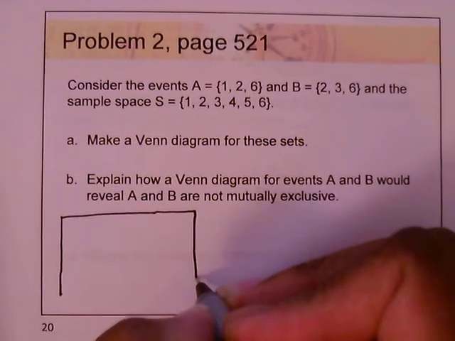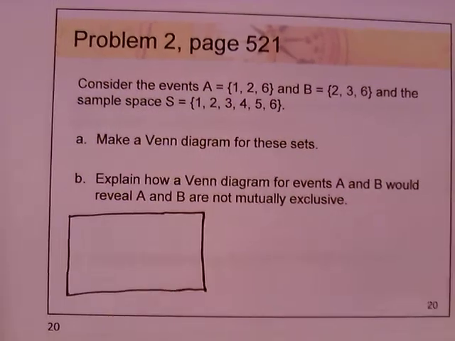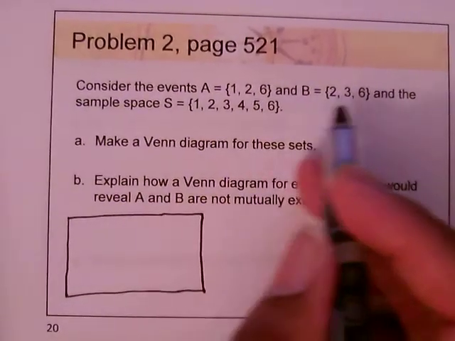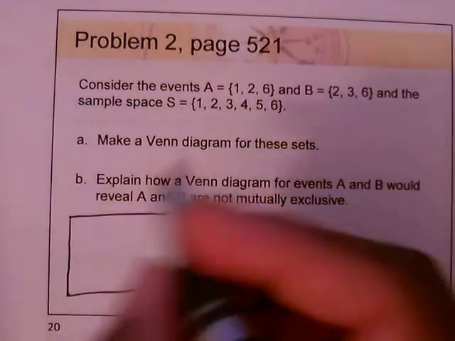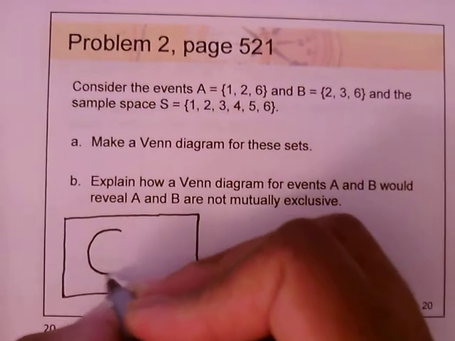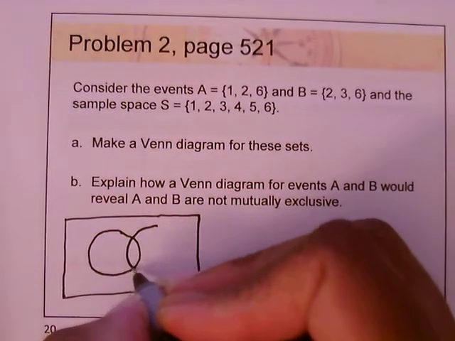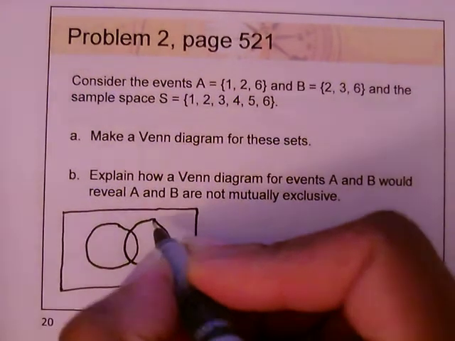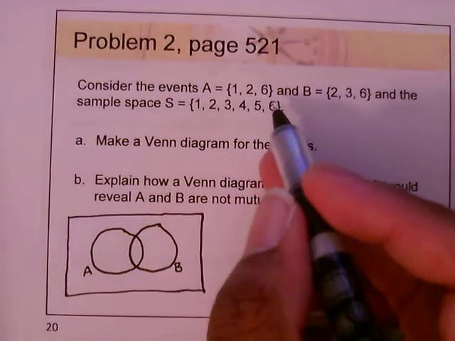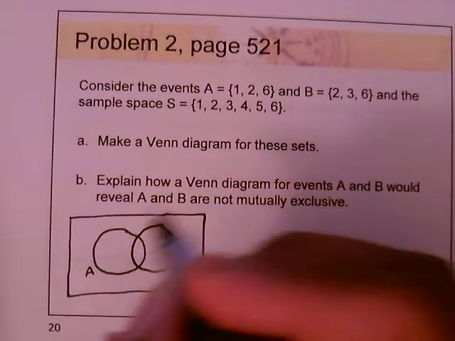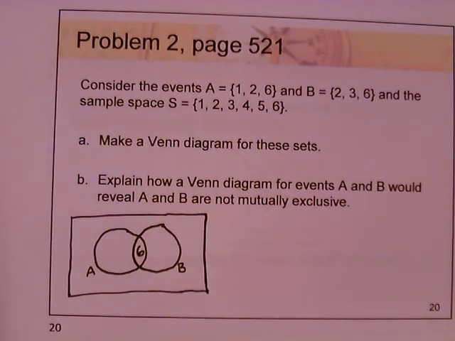The reason being is because A and B have a number that's in both, and that's the number 6. So this is how we're going to do this. I'm going to draw one circle here, and I'm going to draw another circle. This time it's going to intersect the other circle. So this is A, and that's B. The number that's in both A and B will have to be the 6, that's going to be placed in that intersection that you see there.